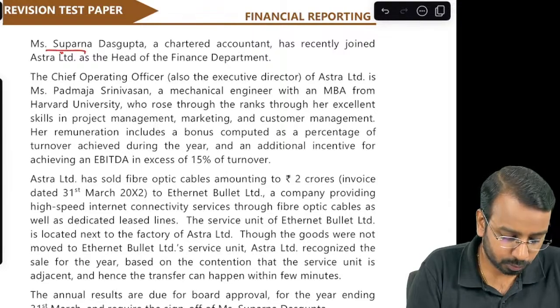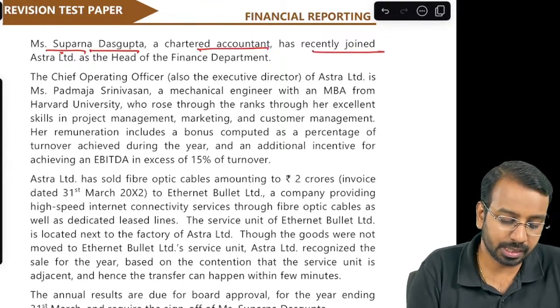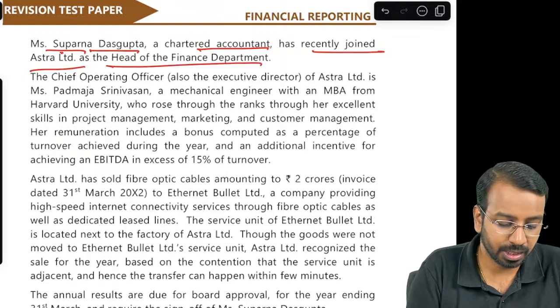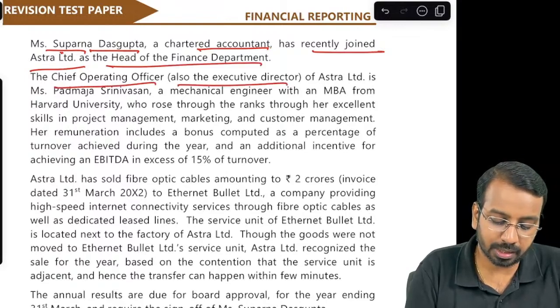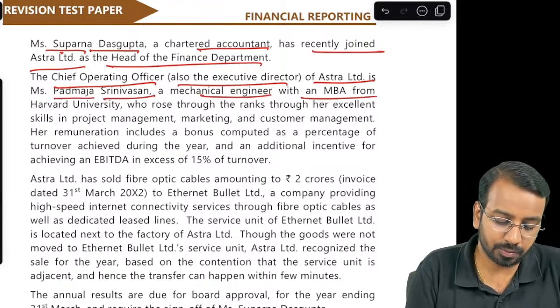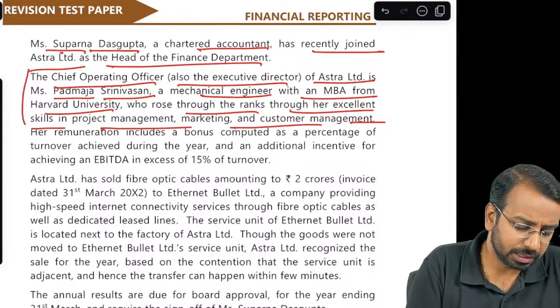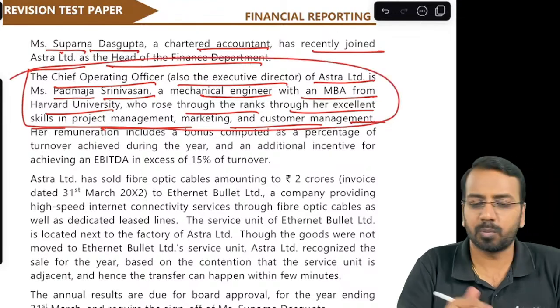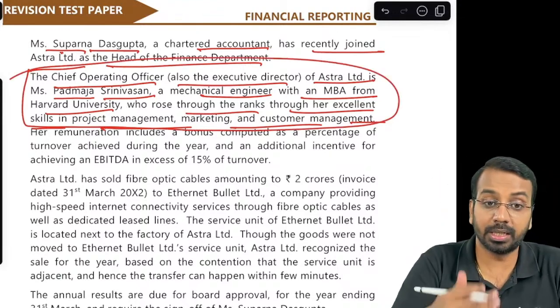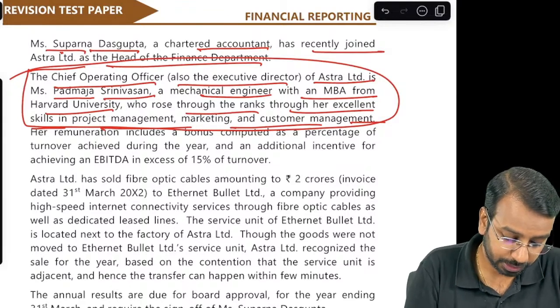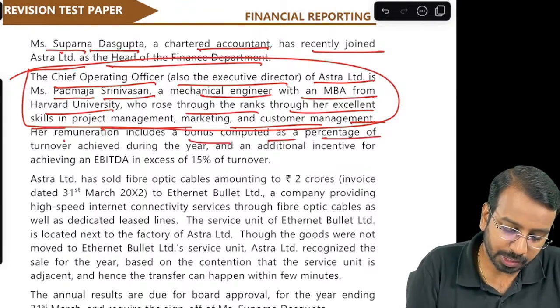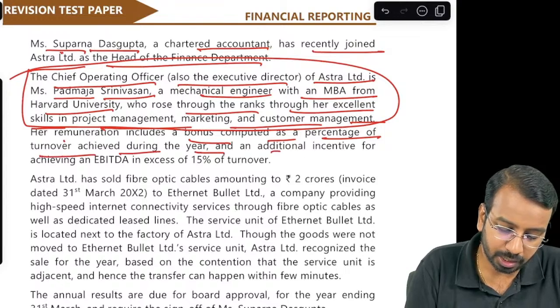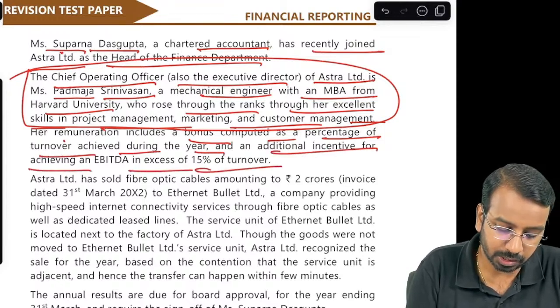Miss Suparna Das Gupta, a chartered accountant, has recently joined Astra Limited as head of finance. The COO, also the executive director of Astra Limited, is Miss Padmaja Srinivasan, a mechanical engineer with an MBA from Harvard University, who rose through the ranks through her excellent skill in project management, marketing. So basically, this information is to be forgotten unless there is a question based on this subsequently. Her remuneration includes a bonus computed as a percentage of turnover achieved during the year and an additional incentive for achieving EBITDA in excess of 15% turnover.